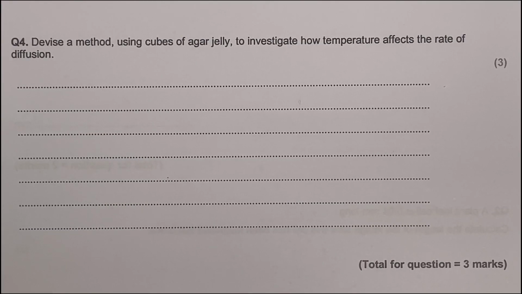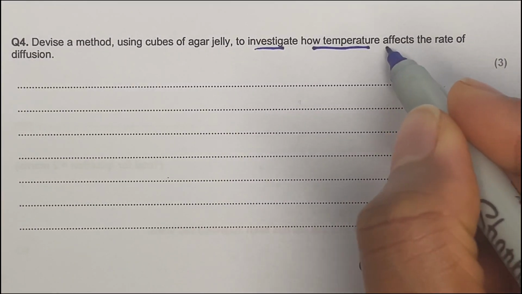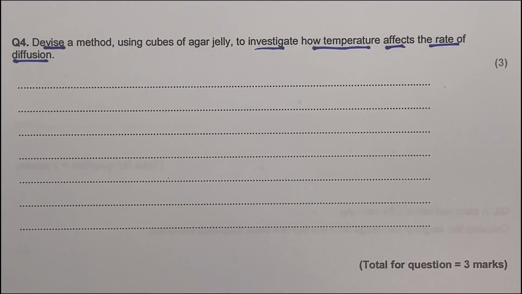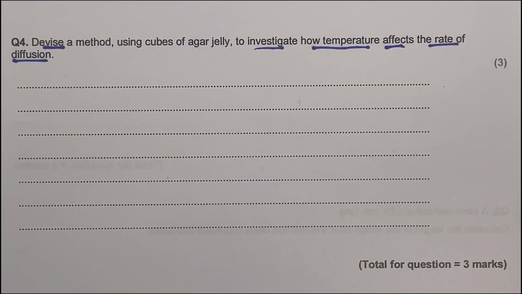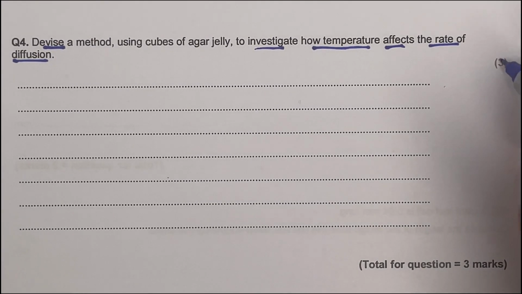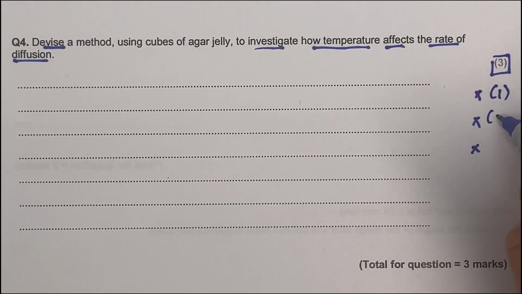Devise a method using cubes of agar jelly to investigate how temperature affects the rate of diffusion. The keyword here is devise. Step 1. How many marks is the question? This question is 3 marks. So I need to give 3 different points that will get me 1 mark each.